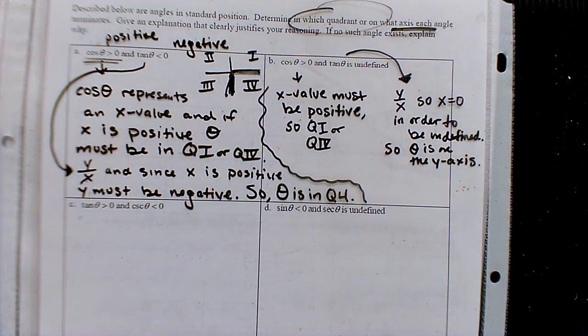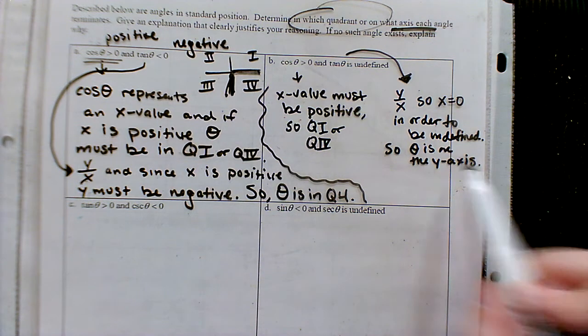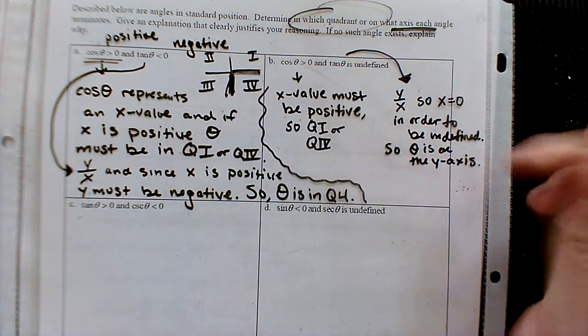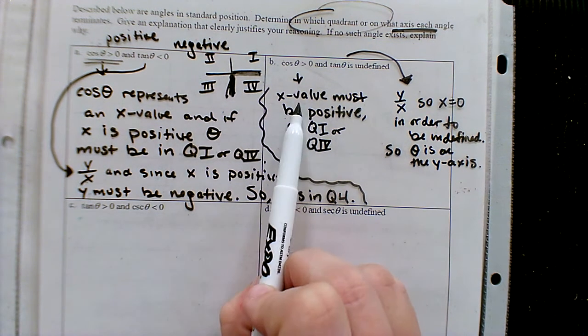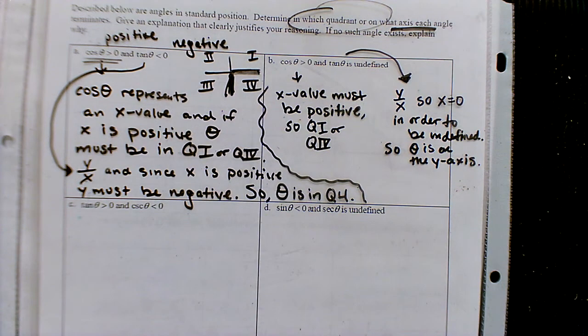Can you take a look at those two statements and think about where this angle might be? This one's kind of a thinker. The first one's telling us that the x value must be positive. The second one's telling us that the x value must be 0. Can those two things happen at the same time? Can you have something be positive and 0?